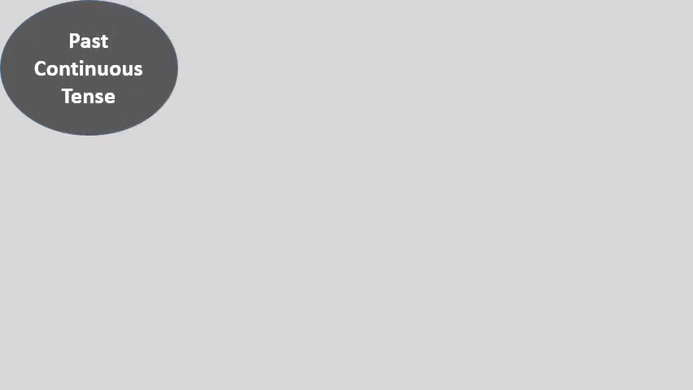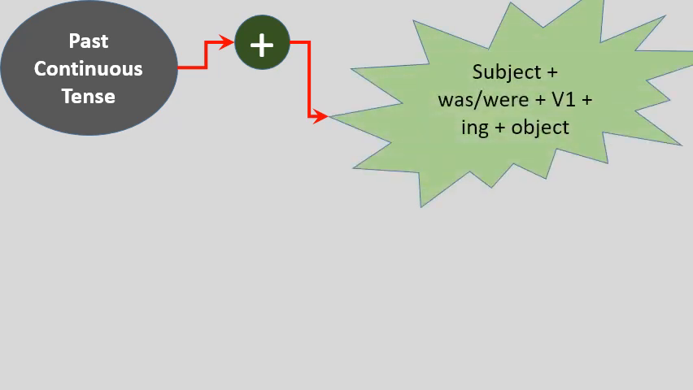Let's see the structure of past continuous tense when we use it in affirmative, negative and interrogative sentences. In the positive or affirmative sentence, the structure will be subject plus was or were plus first form of the verb plus ing plus object. For example, she was cooking all morning.